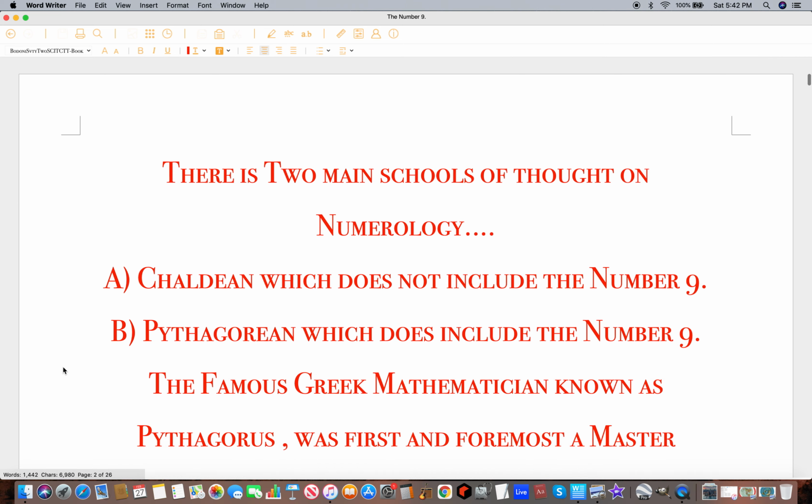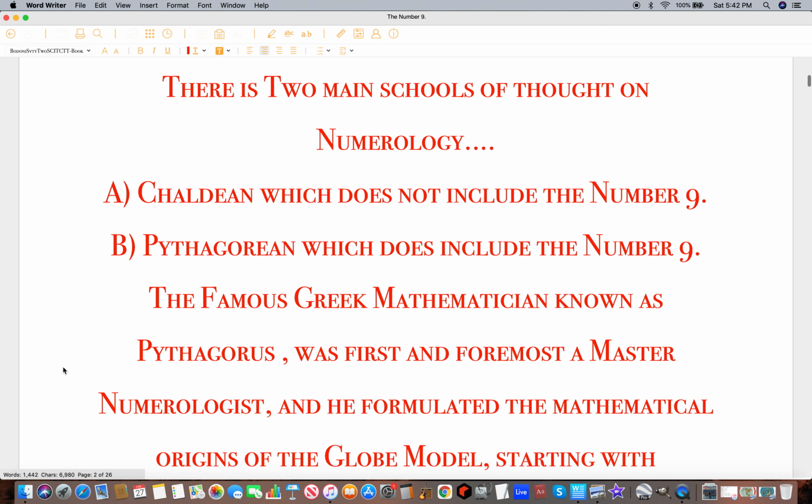There are two main schools of thought on numerology. A, Chaldean, which does not include the number 9, so the digits only go from 1 to 8. And B, Pythagorean, which does include the number 9, so the digits go from 1 to 9. 0 is not part of numerology, by the way. That is mathematics. That was added to numerology afterwards.